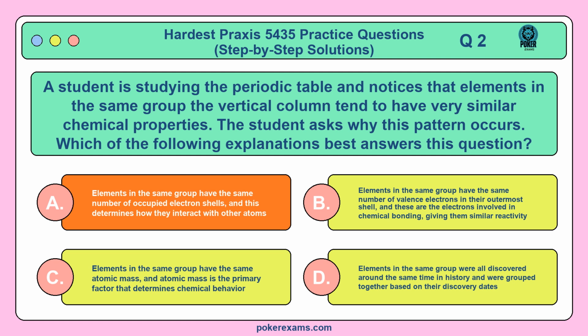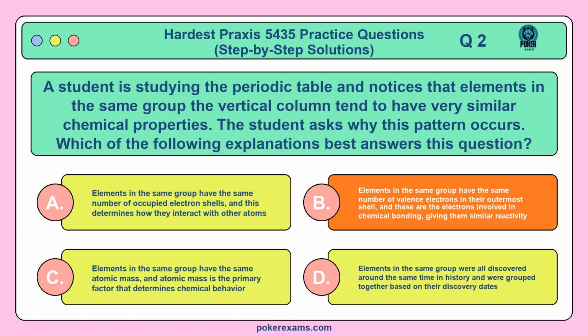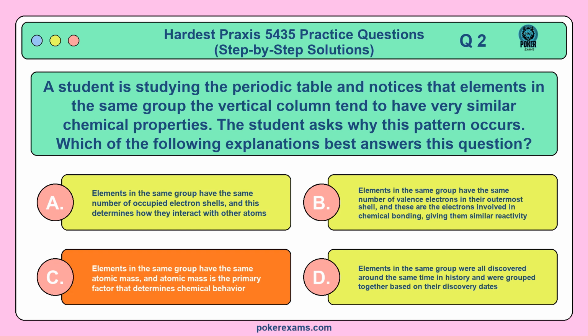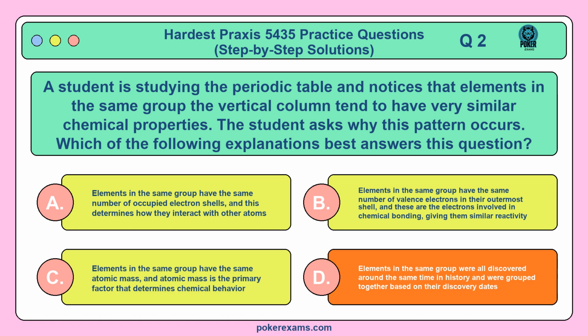Option A. Elements in the same group have the same number of occupied electron shells, and this determines how they interact with other atoms. B. Elements in the same group have the same number of valence electrons in their outermost shell, and these are the electrons involved in chemical bonding, giving them similar reactivity. C. Elements in the same group have the same atomic mass, and atomic mass is the primary factor that determines chemical behavior. Or D. Elements in the same group were all discovered around the same time in history, and were grouped together based on their discovery dates.